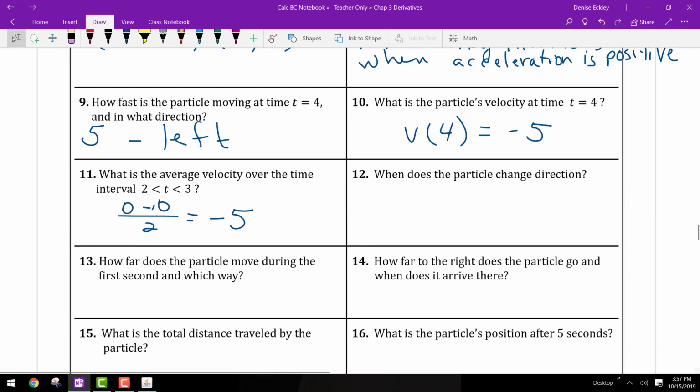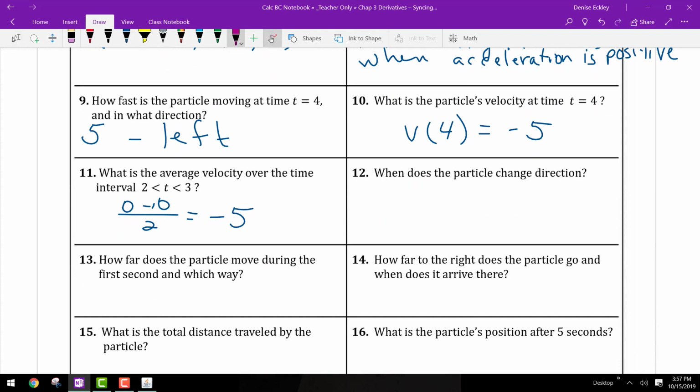So our answer to number 12 is going to be that at t equals 2, because v of 2 equals 0.